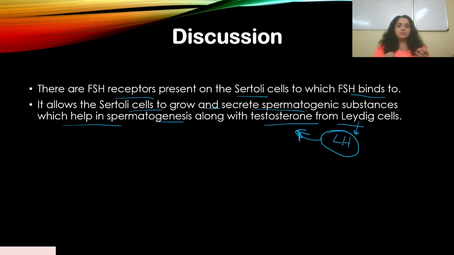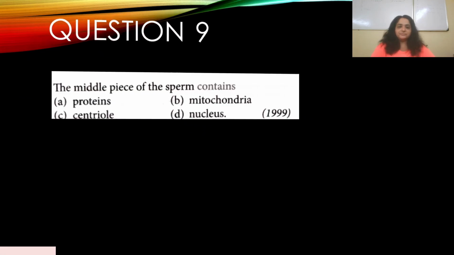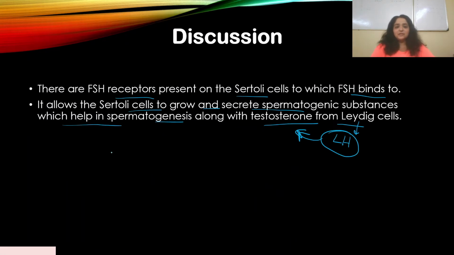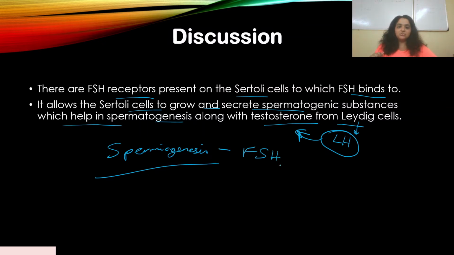Okay. So FSH receptors are present in Sertoli cells, which secrete spermatogenic substances that help in spermatogenesis, and that obviously is along with testosterone. Also, FSH plays a role in spermiogenesis. So in the whole of spermatogenesis, FSH is doing an important role, but also in spermiogenesis, the differentiation of spermatids into sperms, FSH plays an important role. Right, so this was also direct. We'll move on.